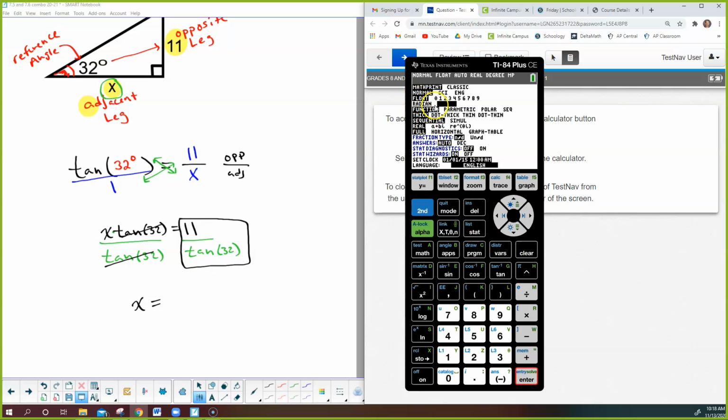What that does is it puts your calculator in degrees mode. You should always check that. If you ever borrow somebody's calculator, make sure that it's in degrees mode.